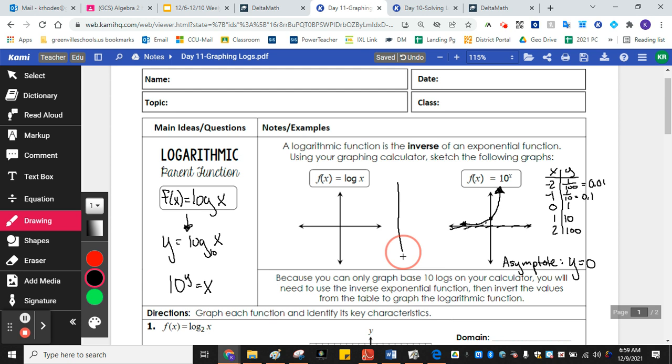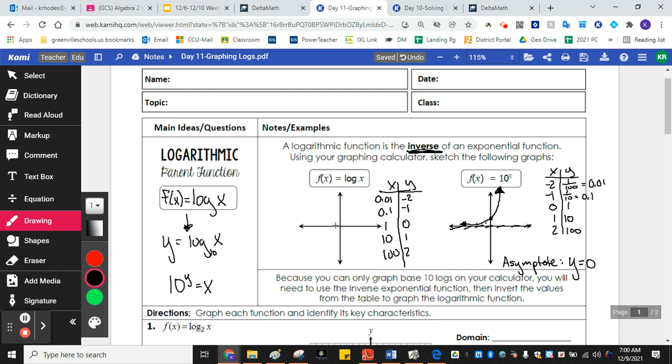So inverse, or how you cancel out an operation, like the inverse of addition is subtraction, and the inverse of subtraction is addition. That means you're switching your x and y's. That's what inverse means. You switch your x and y's. So that's why we had to graph this one first, so that we can switch our x and y's. -2, -1, 0, 1, and 2.